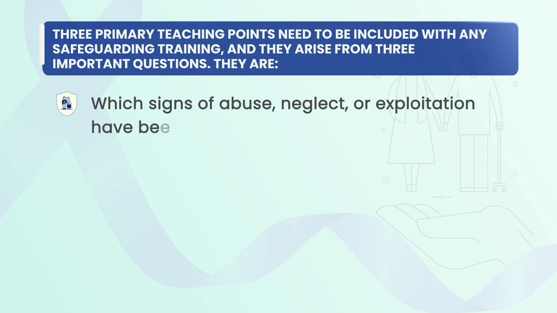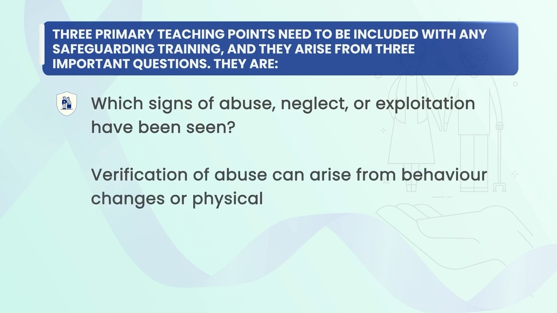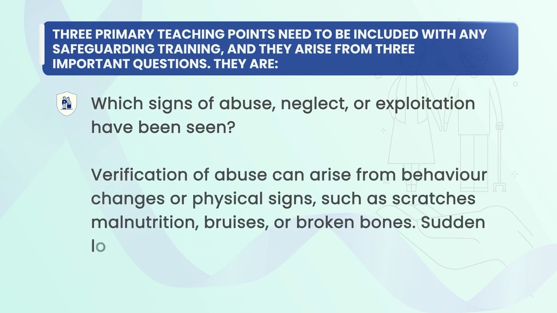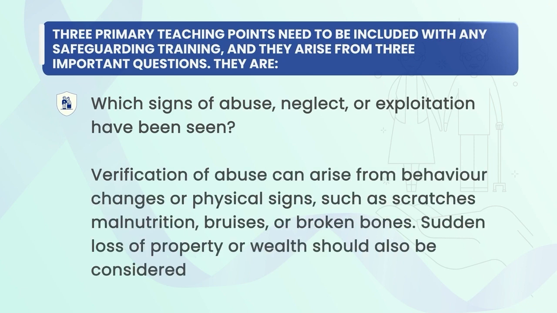Which signs of abuse, neglect, or exploitation have been seen? Verification of abuse can arise from behaviour changes or physical signs, such as scratches, malnutrition, bruises or broken bones. Sudden loss of property or wealth should also be considered.